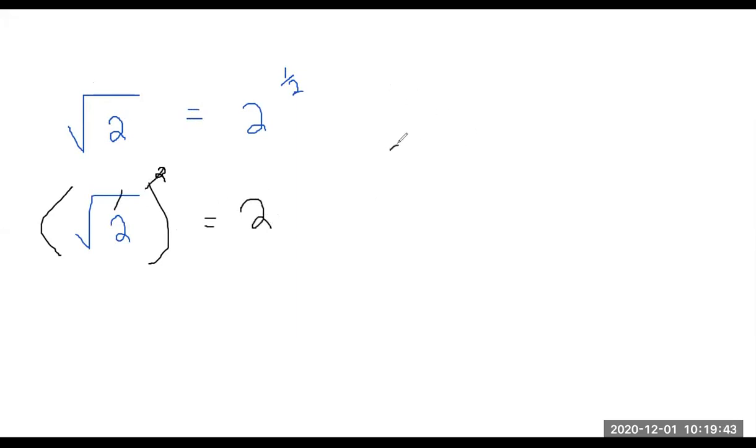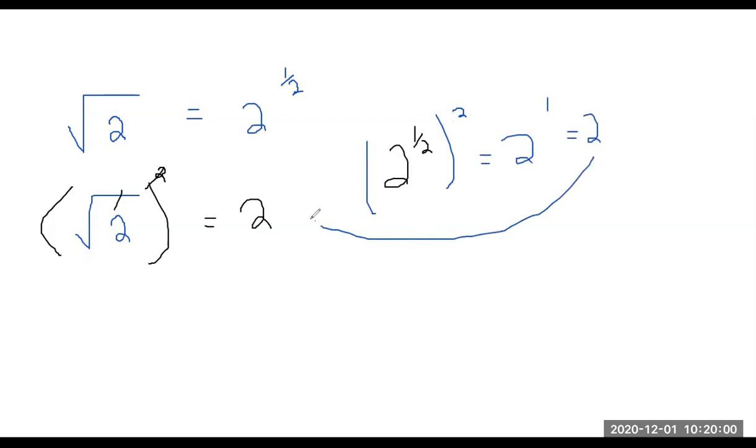It's the same thing as if I had 2 to the half power, and in order to get rid of that half, I would square it. And then obviously you multiply those two, so 2 times a half is 1, so I would get 2 to the 1, which is 2. Same thing as that. So the inverse of the square is a square root and vice versa.